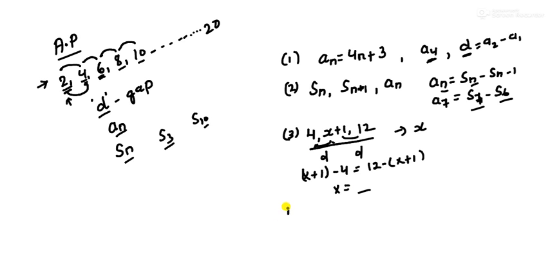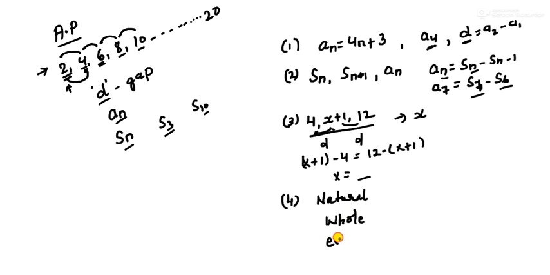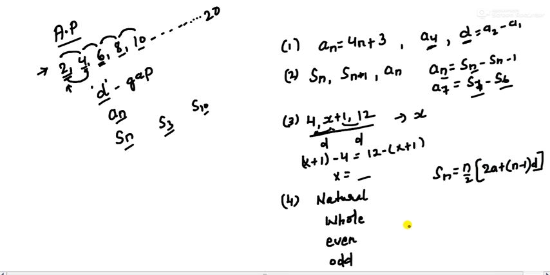And the most important type is this one. They will ask to find the sum of either the first n natural numbers, or the first n whole numbers, or the first n even natural numbers, or the first n odd natural numbers. In these cases, you always use this formula: Sn is equal to n by 2 into (2a plus (n minus 1) into d). Don't use the other formula.